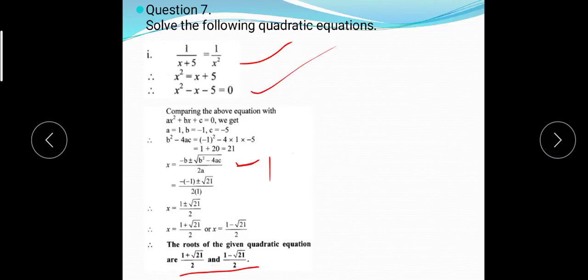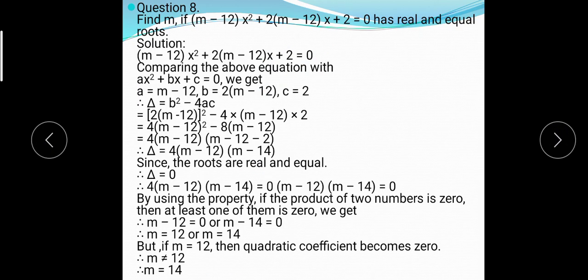Okay, so next is, find the value of m if m minus 12 x square plus 2m minus 12 x plus 2 is equal to 0 has roots that are real and equal. The very important thing in the question is that the roots are real and equal.